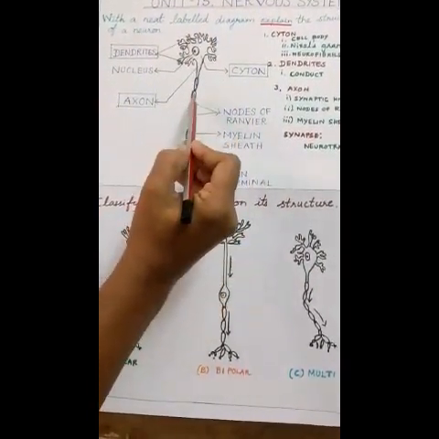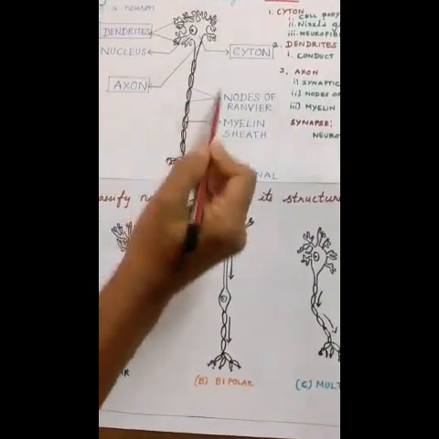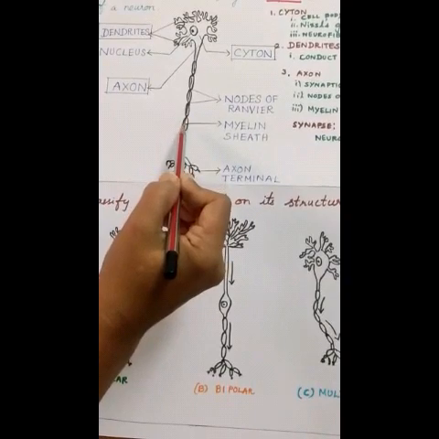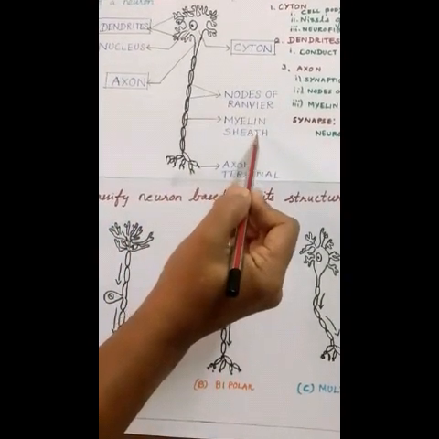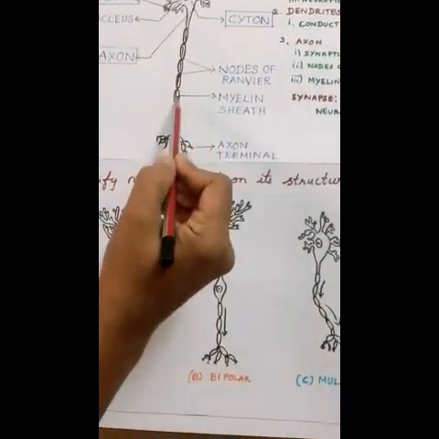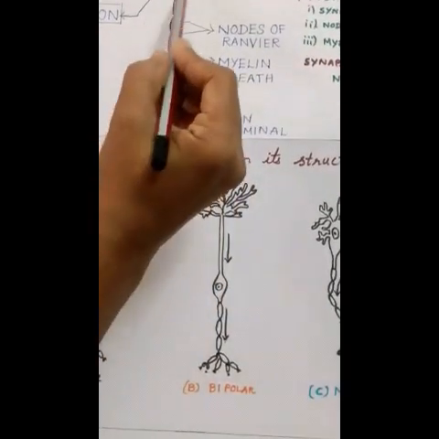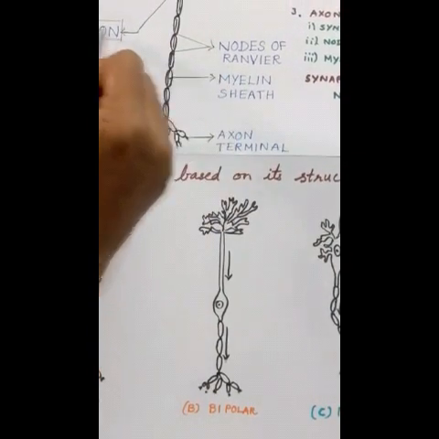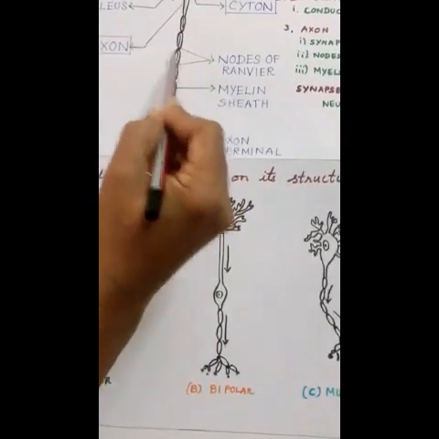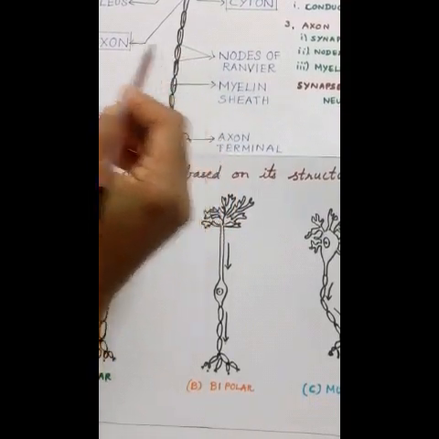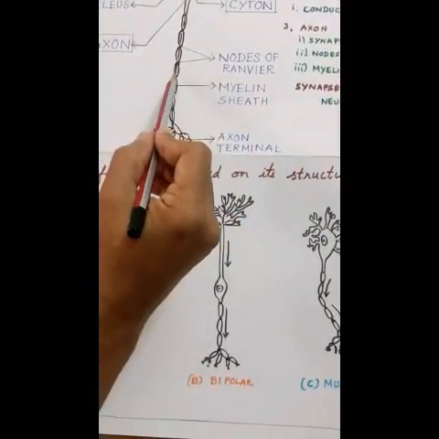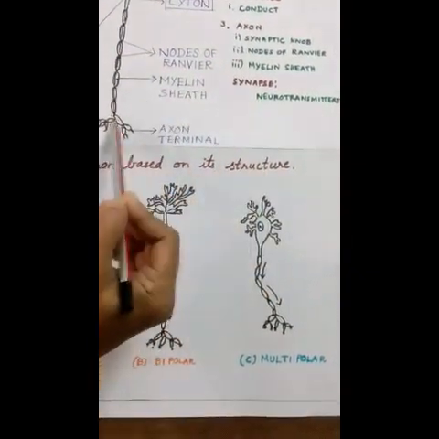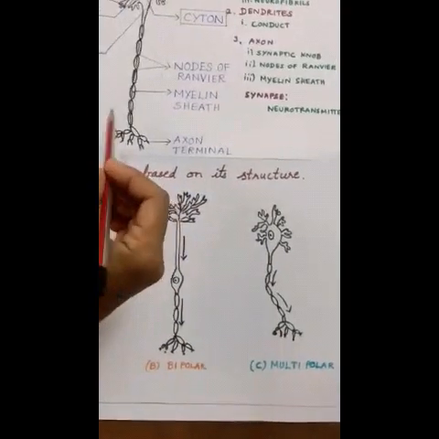The axon is covered by a myelin sheath. Then again it is protected. It is covered by a squamous sheath cell called neurolemma. Here the plasma membrane of this axon is called axolemma. The cytoplasm is called axoplasm.